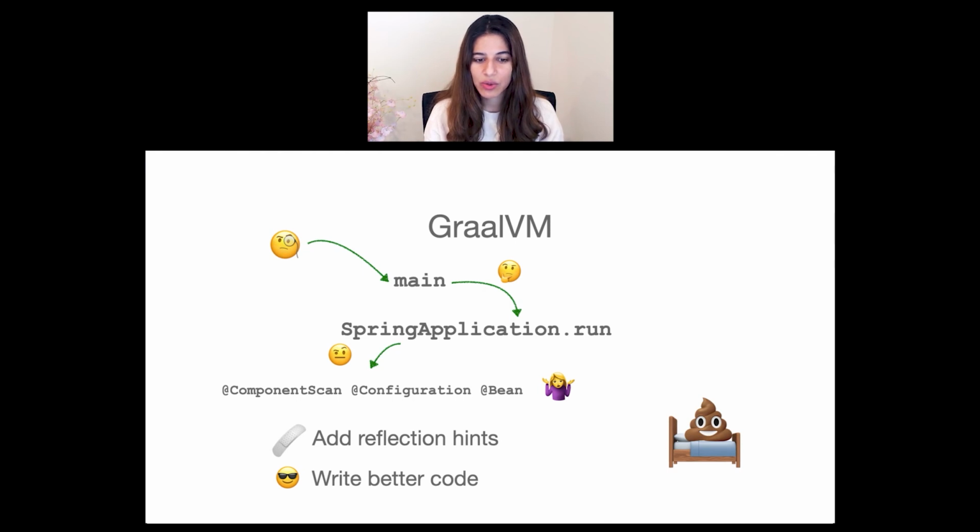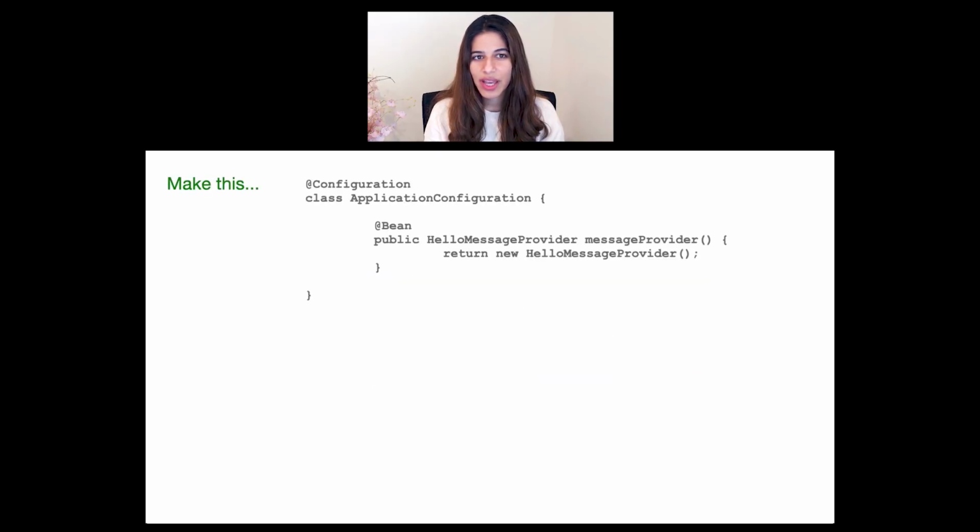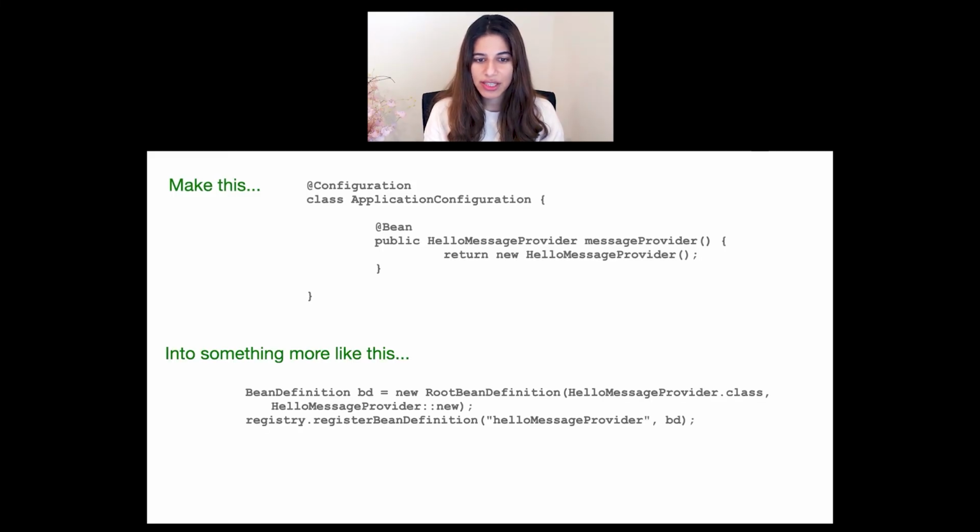Or we could write better code. And this gave us an idea. We said, okay, we have something that looks like this. So we have our configuration class, which is annotated with @Configuration, and it has our bean methods annotated with @Bean. And then we could turn it into something more like this. So this looks more like the manual bean definition that we just saw that was registered with the bean definition registry post-processor.